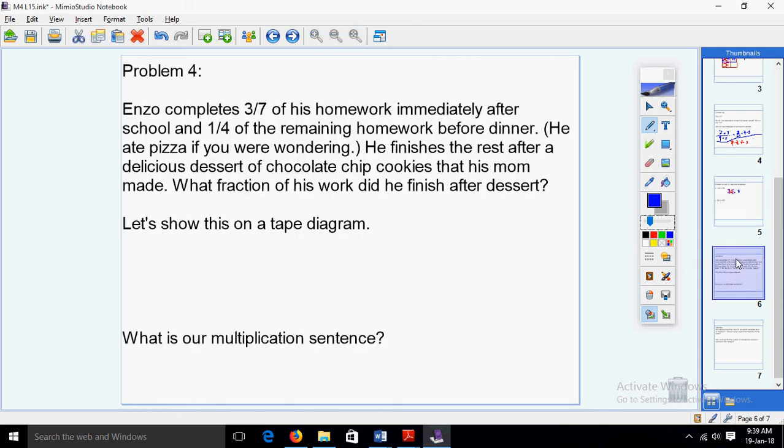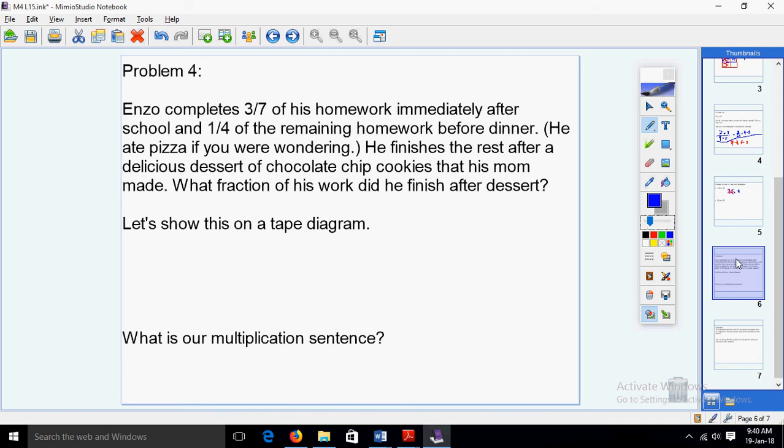All right, problem 4. Enzo. He completes 3/7 of his homework immediately after school and 1/4 of the remaining homework before dinner. He ate pizza, if you were wondering. If that's true, Enzo, that's cool. All right, he finishes the rest after a delicious dessert of chocolate chip cookies that his mom made. Yum. What fraction of his work did he finish after dessert?